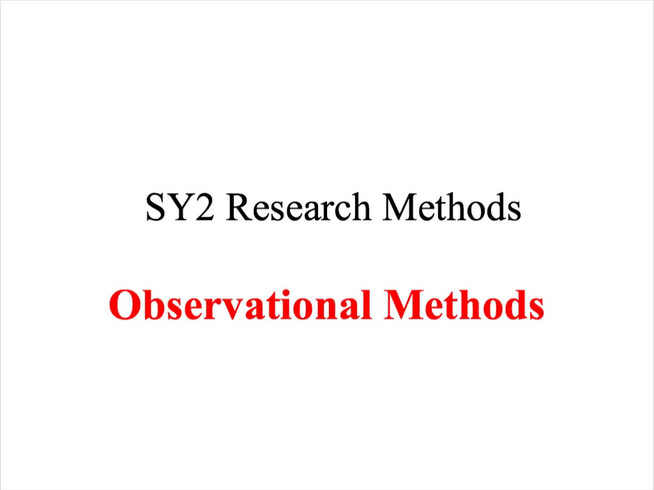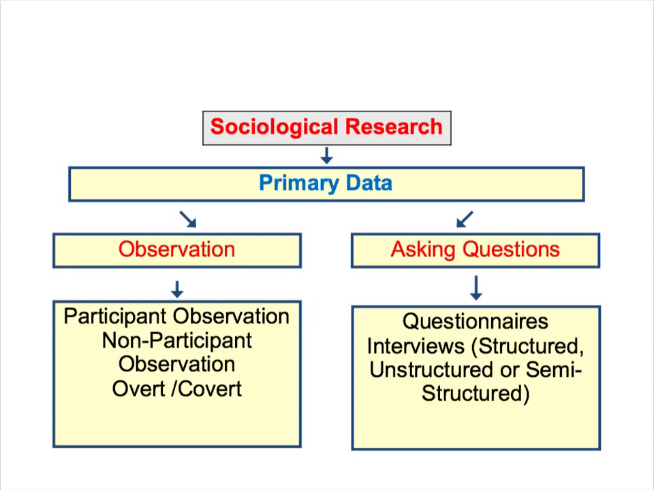In this SY2 screencast, we're going to take a look at observational methods in sociological research. In the last screencast, we looked at the use of experiments in sociological research, and we noted that that's very much a minority method in sociology. When it comes to the gathering of primary data, much more common is either observational research or asking questions, so the use of questionnaires or different types of interviews. And in this screencast, we're going to focus on observational methods.